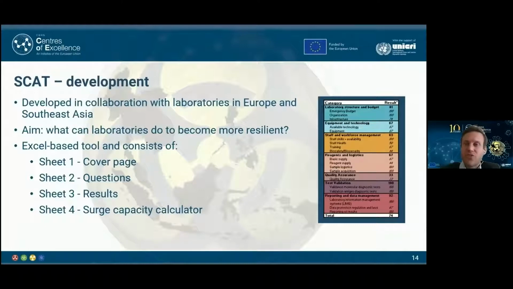So we created the tool in Excel. So that means it can run on almost any computer. And it consists of 4 sheets in Excel. The first sheet is a cover page. The second sheet is questions. And the third sheet are the results of these questions. And then on the fourth sheet, we have the surge capacity calculator. And with this surge capacity calculator, you can calculate what is the testing capacity of your laboratory during a crisis situation, and what is the limiting factor preventing your lab to test more.